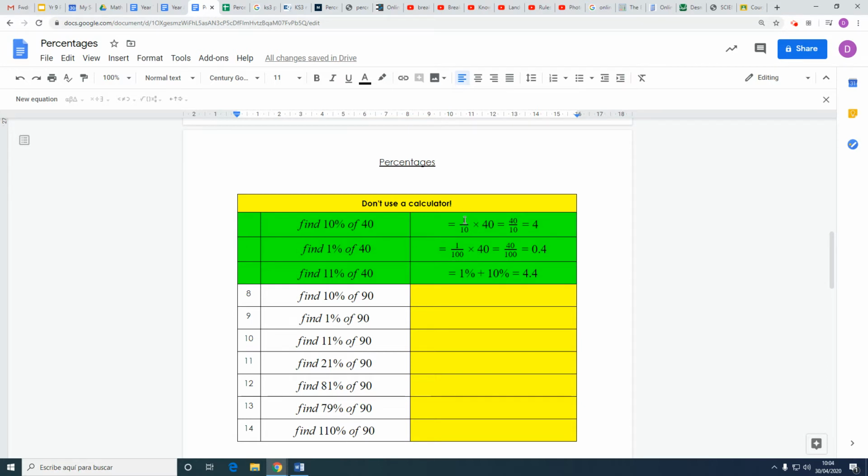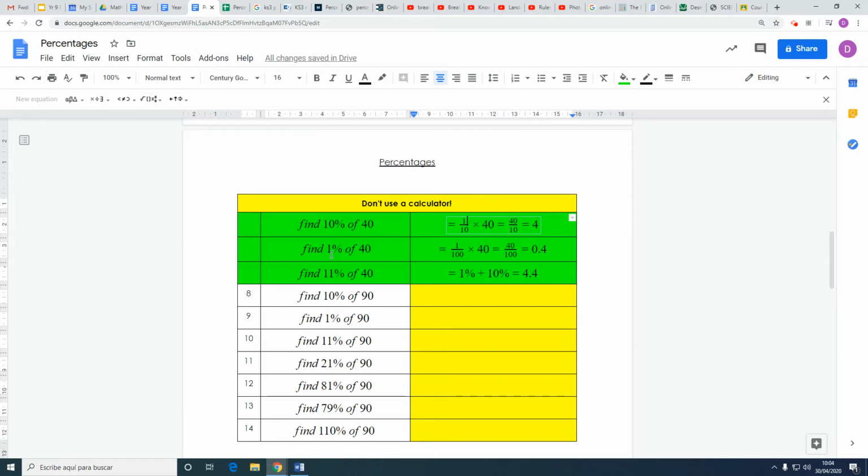If you want 1%, then it won't be 1 over 10. Well, I could have written 10 over 100 because 10%, but I decided to simplify the 10 over 100 to 1 over 10.